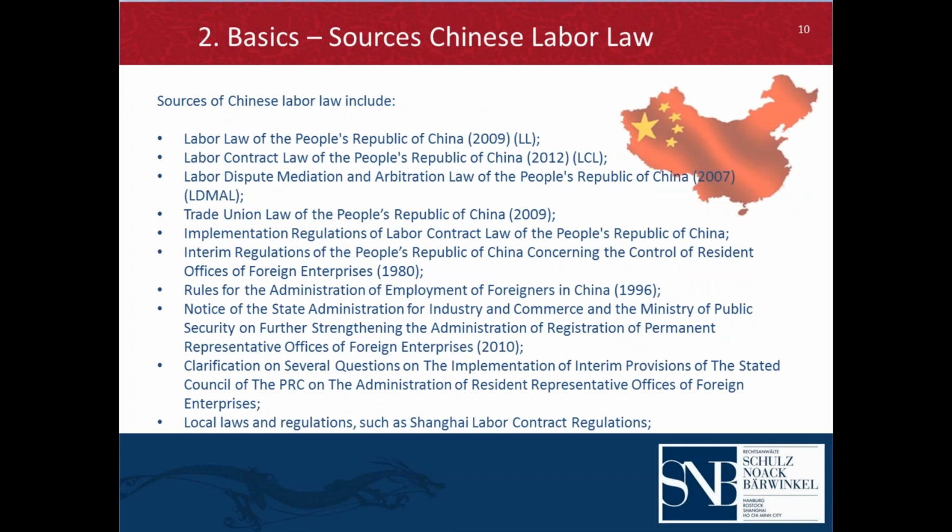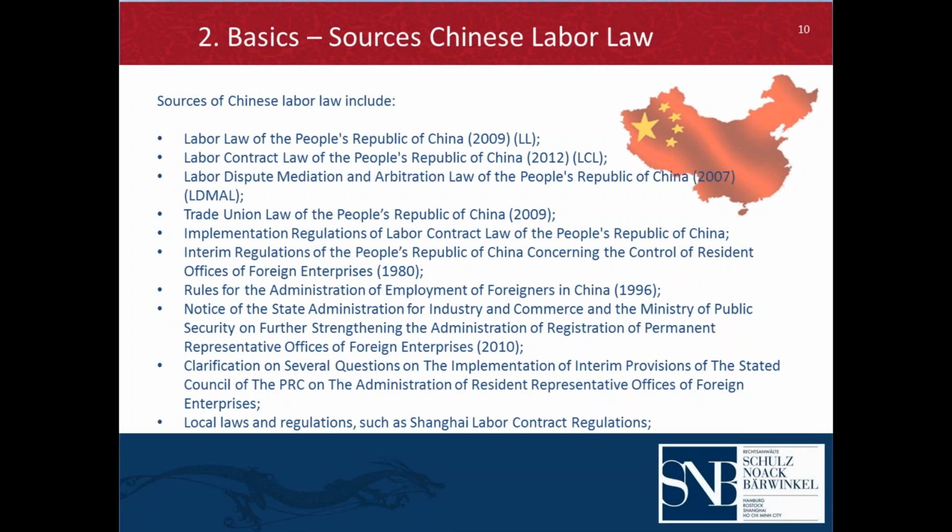Basic information on Chinese labor law starts always with the question what kind of regulation we have here in China, and we have quite a lot. As you see here on this slide, which is just a short selection, the main law is the labor contract law. Besides that, we have the labor law, and then you have a lot of regulations on the national level.